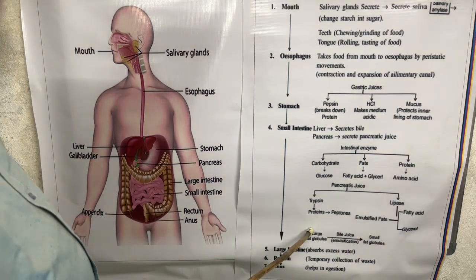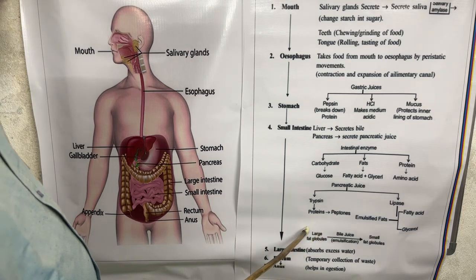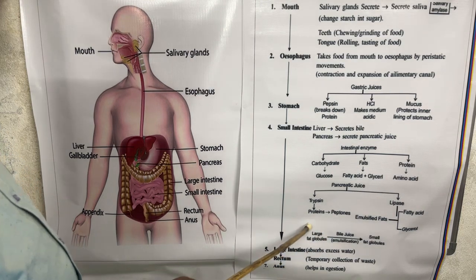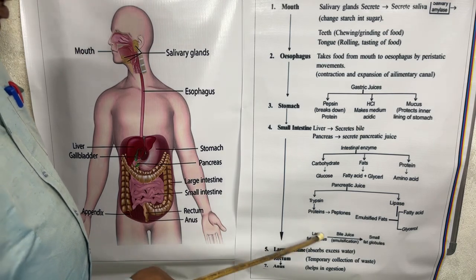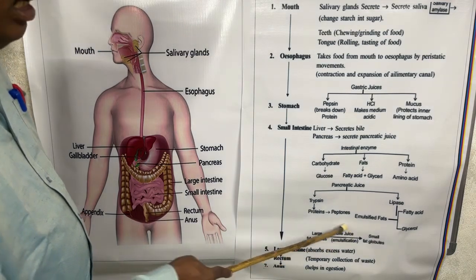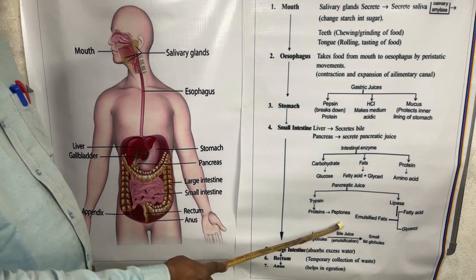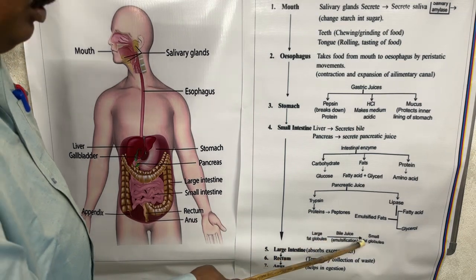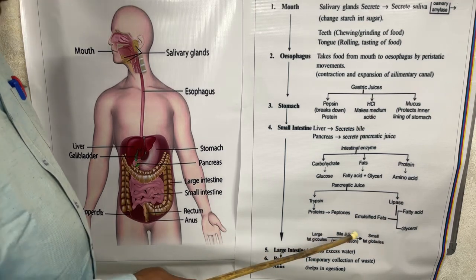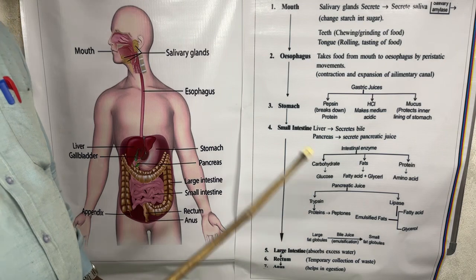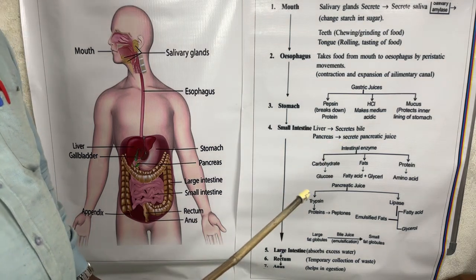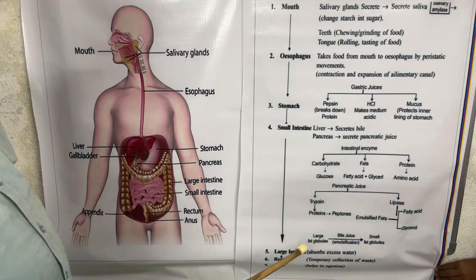Thereafter, in the large intestine, the fat is in the form of large fat globules. The bile juice, that is bilirubin and biliverdin, acts on them and makes them into small globules. If the bile juice is absent, it's very dangerous. The fat will accumulate a lot in the human being, and heart problems may come.